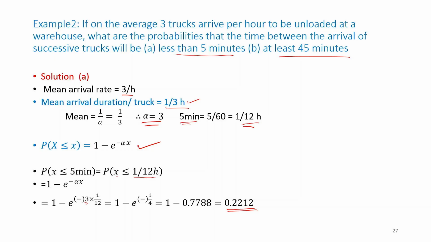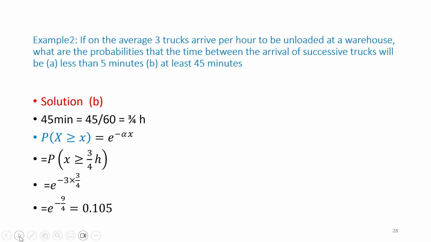The other one we have chosen is at least 45 minutes. So the same equation we have to use. Now the time duration has changed to 45 minutes. So we find out the equivalent of this in terms of hour. 45 minutes means 3 by 4 hour. Now here it has to be greater than or equal to x, at least 45 minutes. So it should not be less than 45. It should be 45 minutes or more.